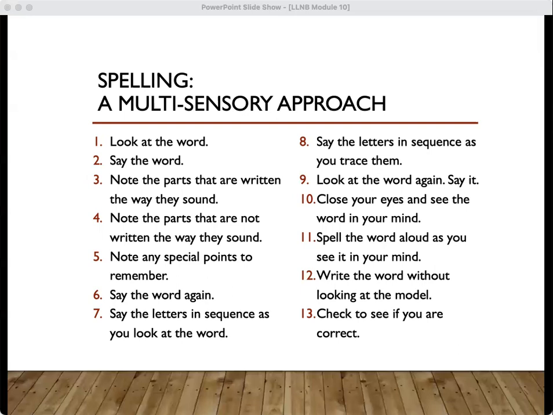Look at the word. Say it again. Close your eyes and see the word in your mind. Spell the word aloud as you see it in your mind. Write the word without looking at the model. Check to see if you are correct.